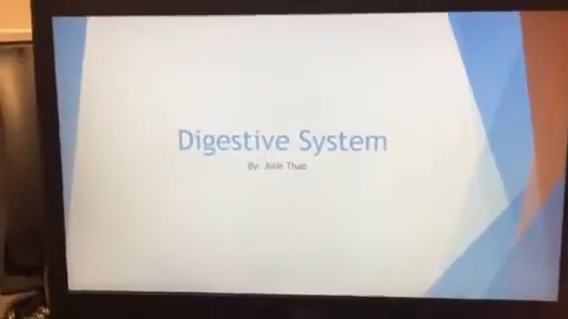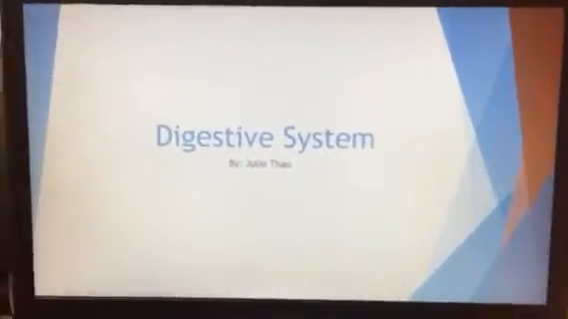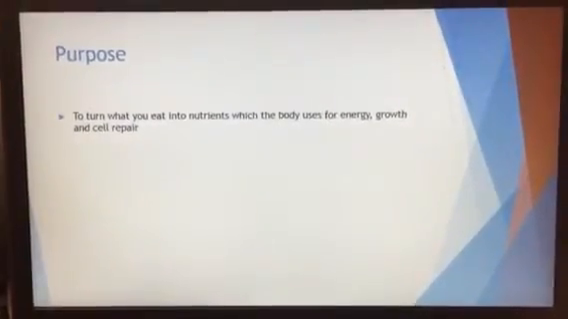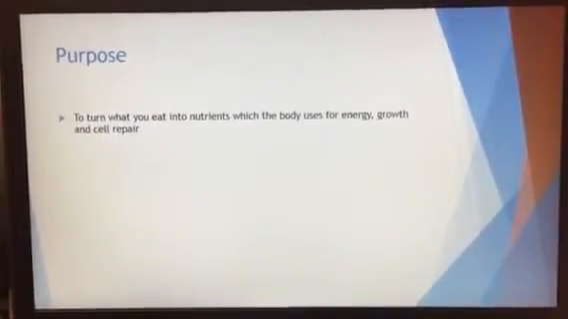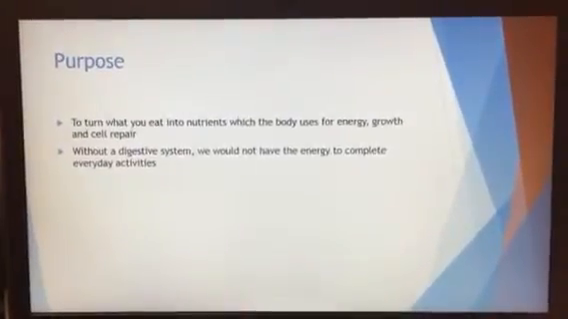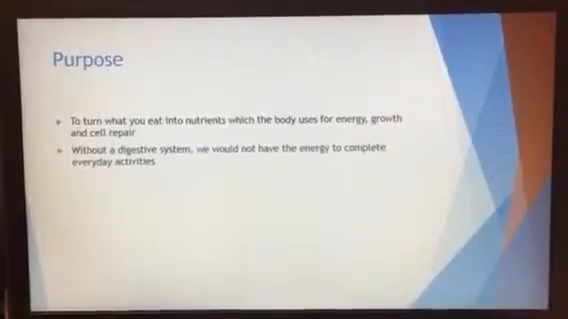For my body systems presentation, I decided to do the digestive system. The purpose of having a digestive system is so that it will turn whatever we eat into nutrients, which our body uses for energy, growth, and cell repair. Without a digestive system, we would not have the energy to complete our everyday activities.